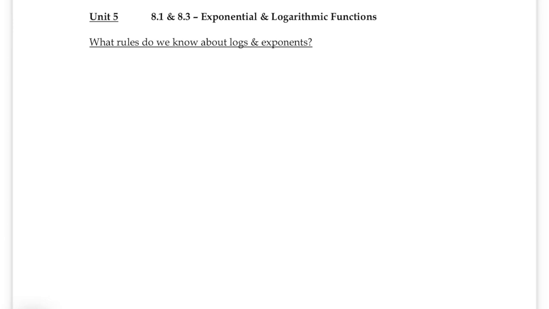Okay, and when we're looking at logs and exponents, we really have to look at them hand in hand and look at them together, because basically they are two different versions of writing the same thing. So if we were to write something in exponential form, let's say we have x equals b to the y.